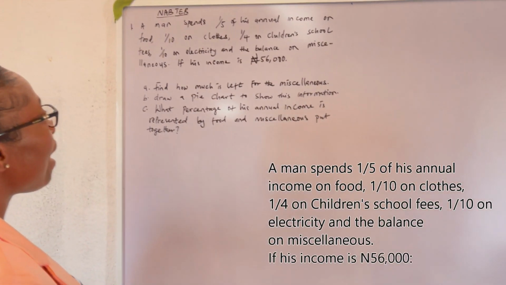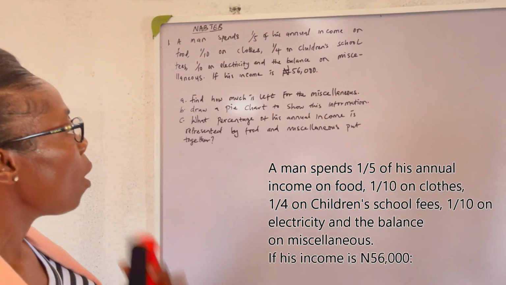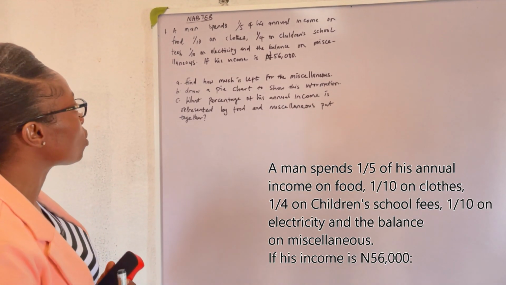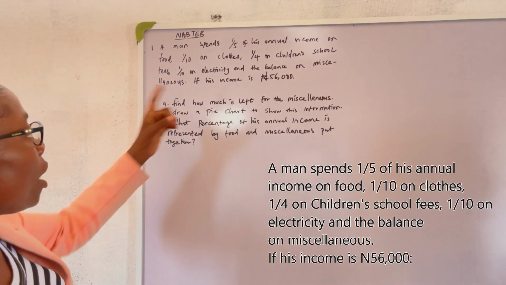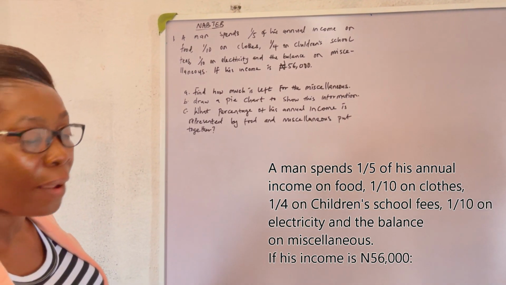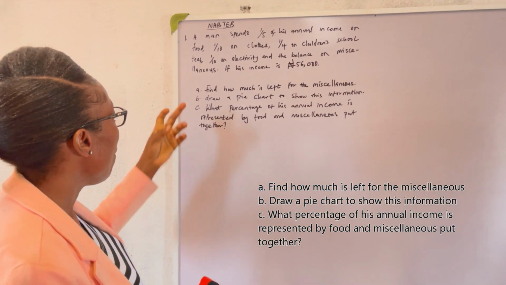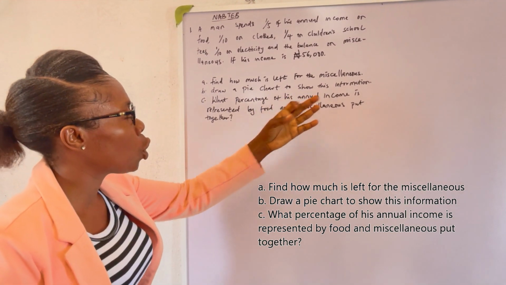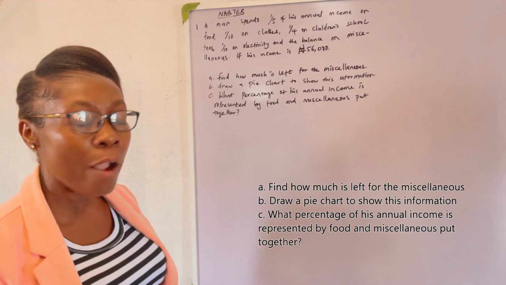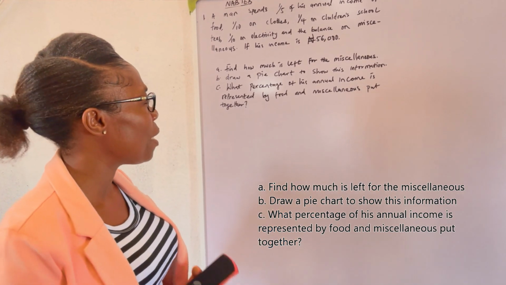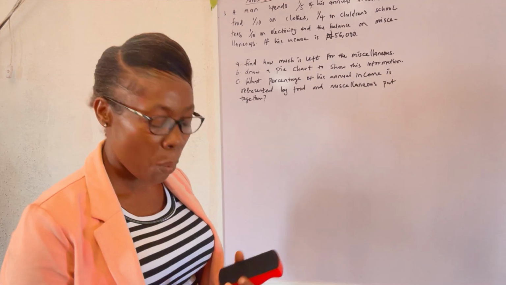A man spent 1/5 of his annual income on food, 1/10 on clothes, 1/4 on children's school fees, 1/10 on electricity, and the balance on miscellaneous. If his income is 56,000 naira, A. Find how much is left for miscellaneous. B. Draw a pie chart to show this information. C. What percentage of his annual income is represented by food and miscellaneous put together? Let's go.